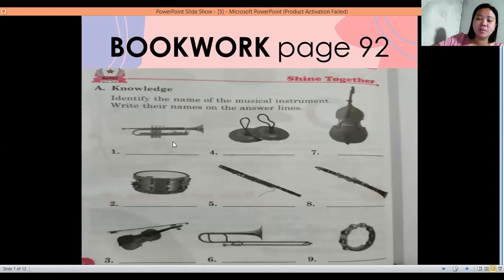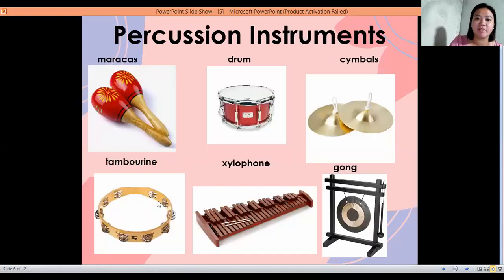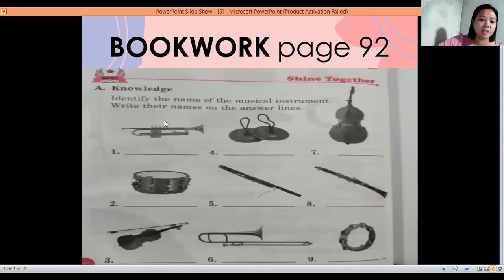Okay, number two, this one is what? String, woodwind, brass wind, or percussion? Correct, percussion instrument. So let's have our percussion instrument. Find that picture here and write the answer. Okay, done? All right, now let's proceed to number three.